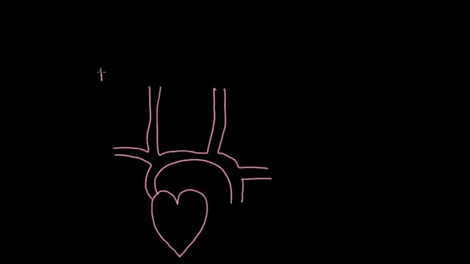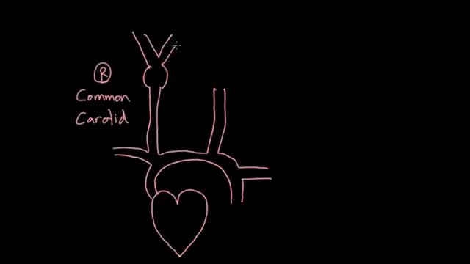So out here on this right side, we have the right common carotid artery. And it's called the common because eventually what's going to happen is it's going to bulge here, and then it's going to split. And it's going to split into the internal branch, which is kind of going inside, and the external branch over here. So this would be called, for example, the right external carotid artery.